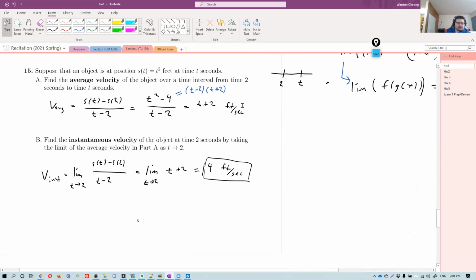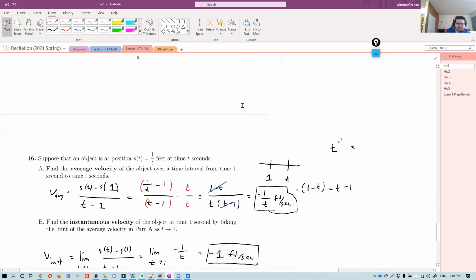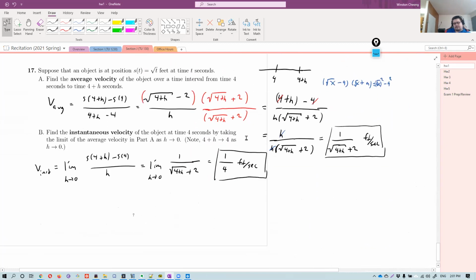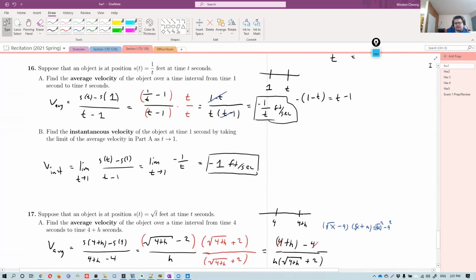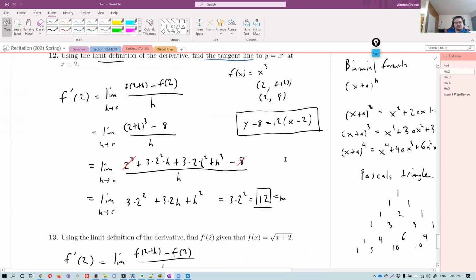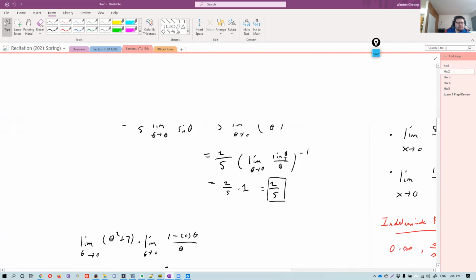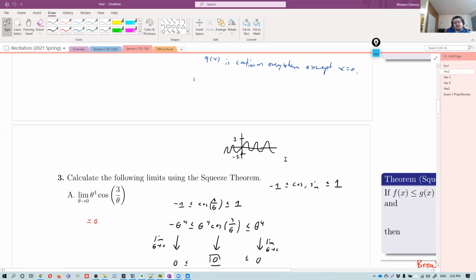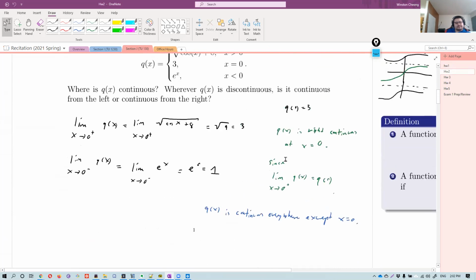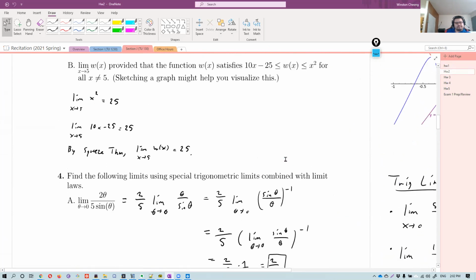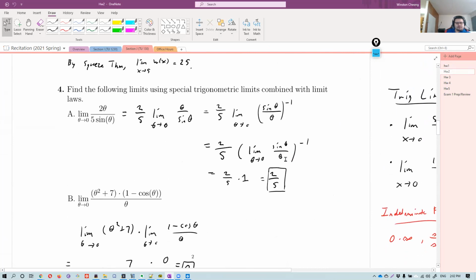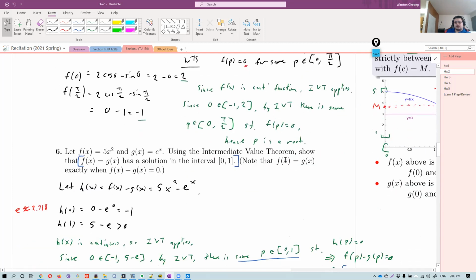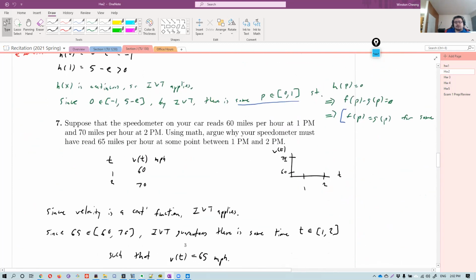What else do we do with limits? I don't remember. Algebraic simplification of things when you have to use the limit definition. I think you guys are probably comfortable with that, right? It's all stuff from way back. Continuity, squeeze theorem, IVT maybe. I don't know. You guys have any other questions?